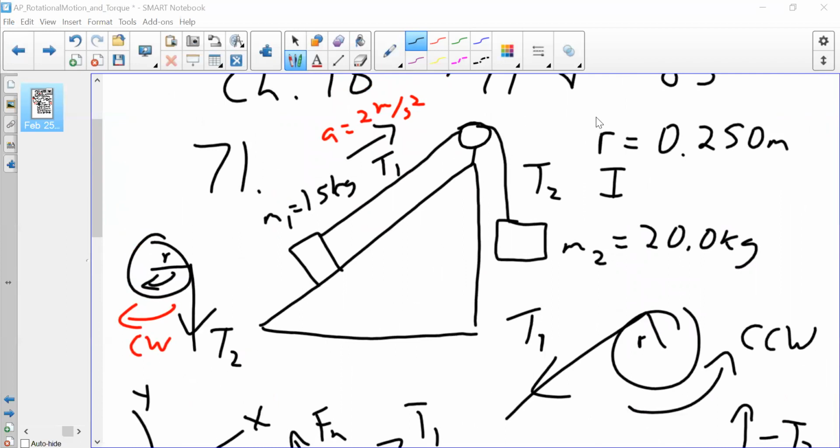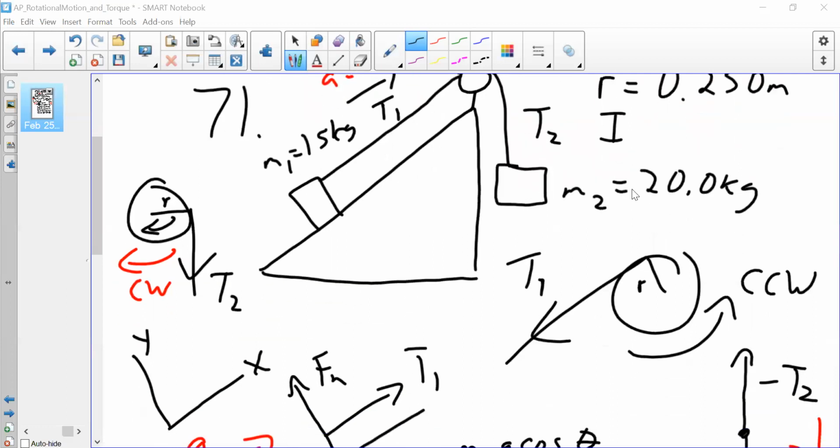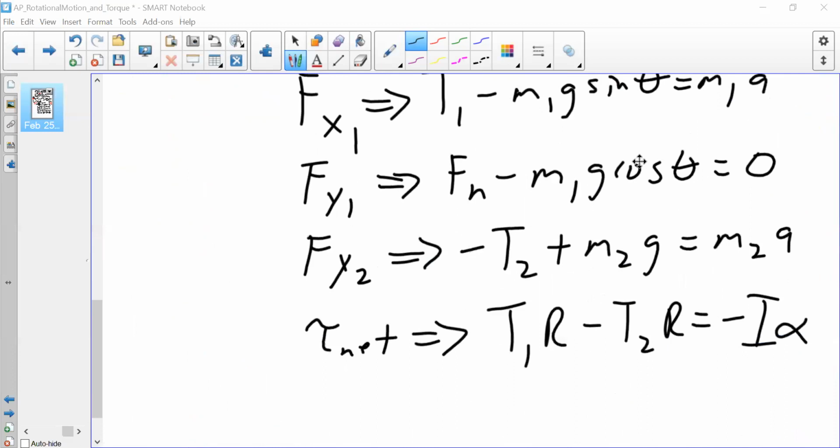Yeah, the overall rotation is going to be clockwise, because even though T1 wants to rotate it counterclockwise, it's overcome by T2 because it's a larger weight. And so once we put in our values for T1 and T2 and our values for R, it's very easy for us to get our moment of inertia.